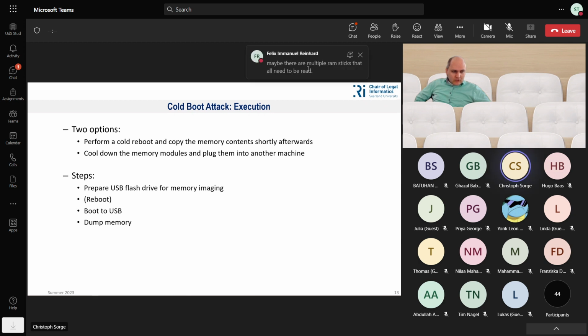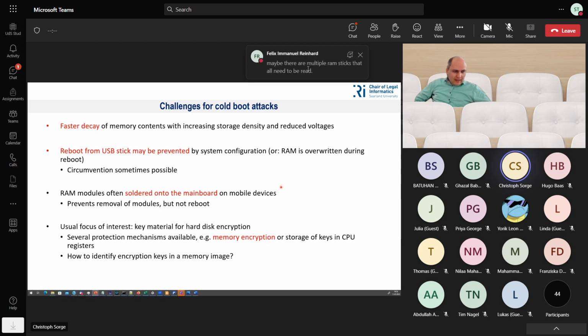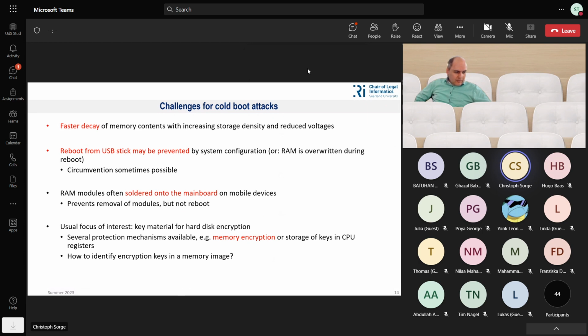I have listed some more challenges on the next slide. One is, okay, there are multiple RAM sticks that all need to be read. Yep. But if you can remove them easily, that's not such a big issue because you can remove them while they are still powered, so you can just read one after the other. You only have to make sure to store the image in the right order, but that should be doable.